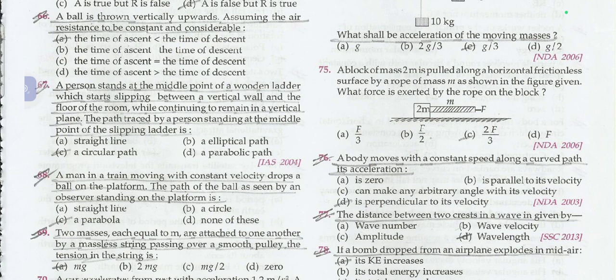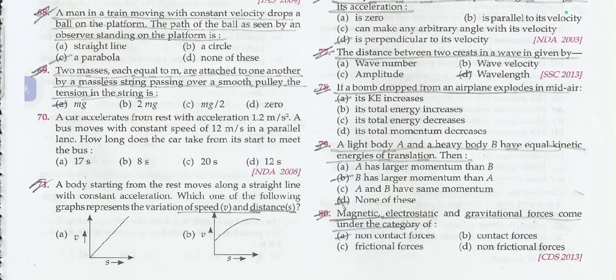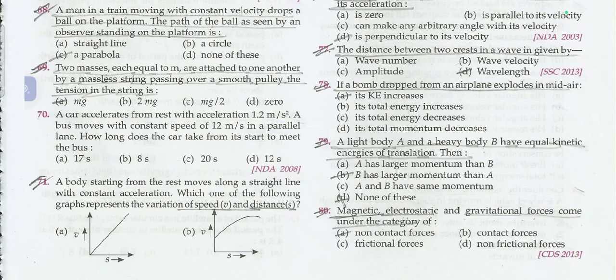A body moves with a constant speed along a curved path. Its acceleration is perpendicular to its velocity. The distance between two crests in a wave is given by wavelength. If a bomb dropped from an aeroplane explodes in mid-air, its kinetic energy increases.